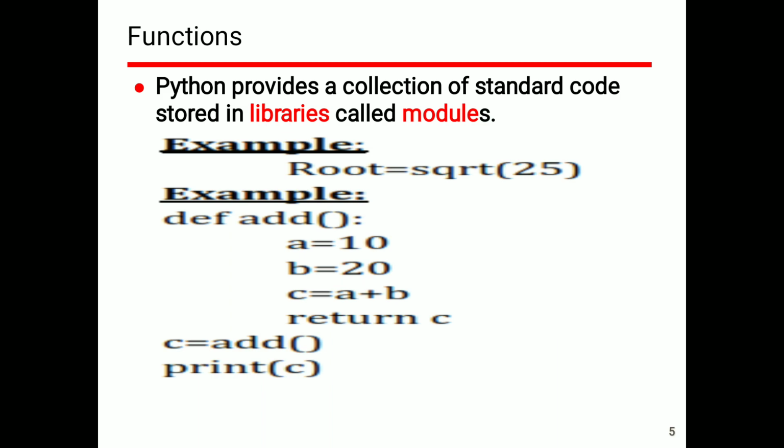See the coming examples. The first example is a library function usage, that means predefined functions usage. Example 2 is a user defined function. def, function definition. add is the name of the function. Empty parentheses and colon. a equal to 10, b equal to 20, c equal to a plus b, return c. c equal to add, print c. This example supports the previous syntax of Python programming.